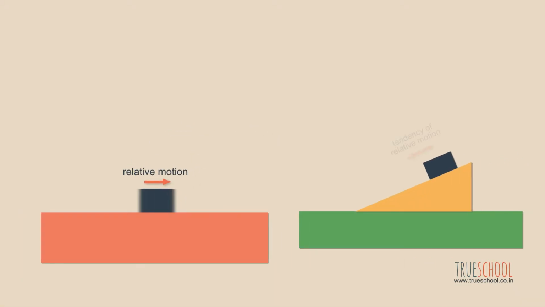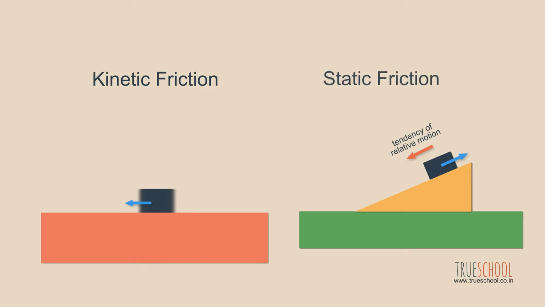Friction acts between two surfaces whenever there is a relative motion or a tendency of relative motion between two surfaces in contact. The type of friction in the first case, when relative motion is actually taking place, is called kinetic friction. And in the second case, when no relative motion is taking place but there is a tendency of relative motion, we say it's the case of static friction.